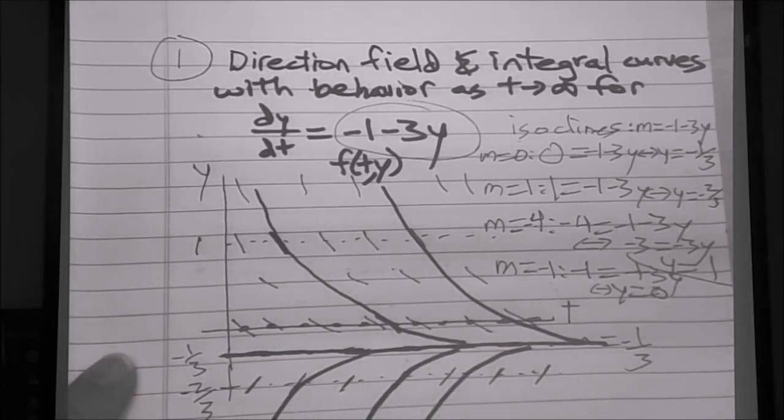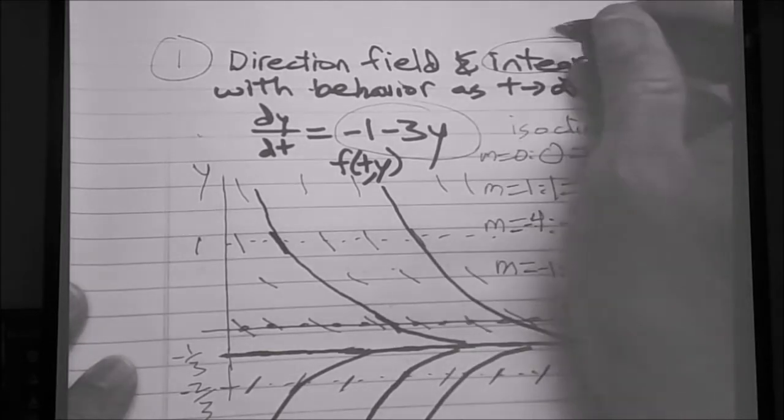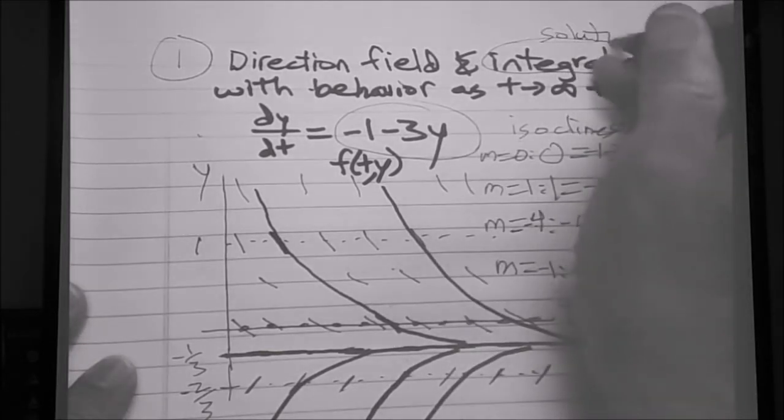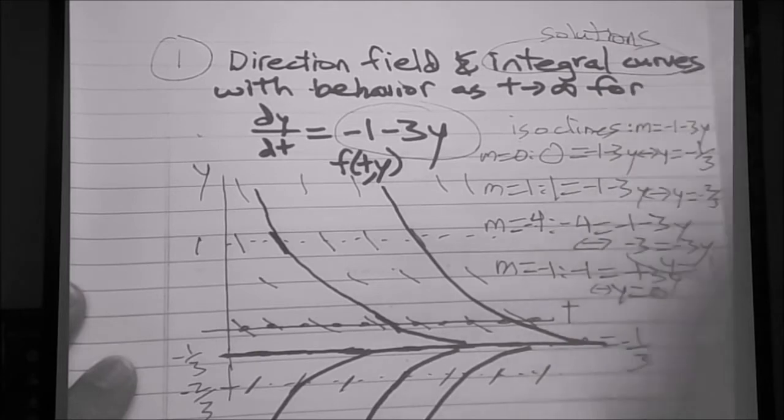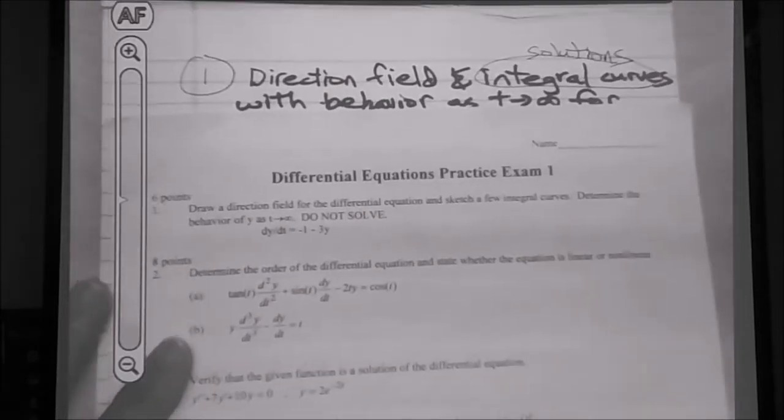And then integral curves are solutions. That's just a fancy name for solutions of an autonomous equation like that. So solution curves. And then with the behaviors, t goes to infinity, they behave like this. They move asymptotically. That's number one. Let me put number two up here and take a look at that.